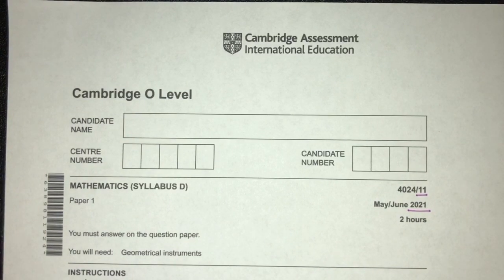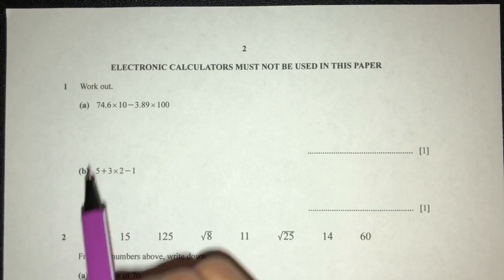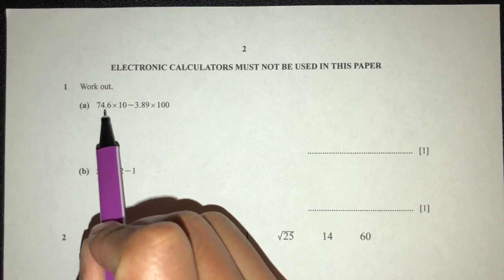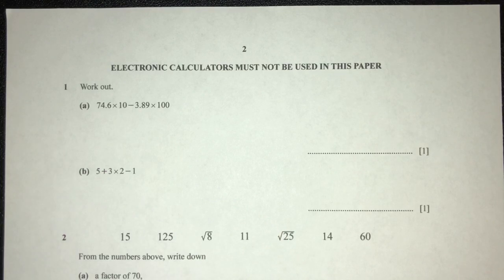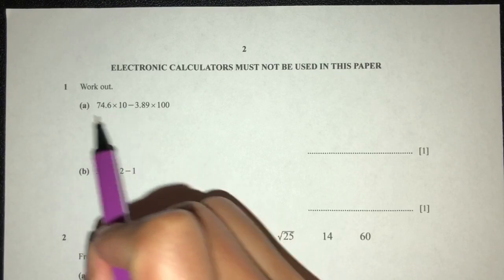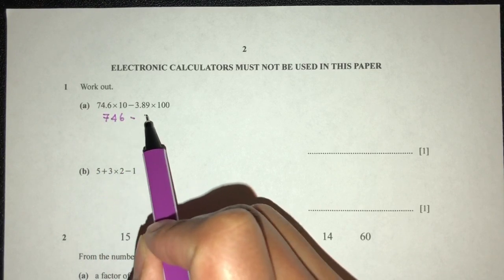Now, with that being said, let's move on to question number 1. Here we have to work out the first one: 4.6 times 10 minus this times 100. Obviously, we have to use BODMAS, so we first do the multiplication. That will be 746, and that will be minus 389.